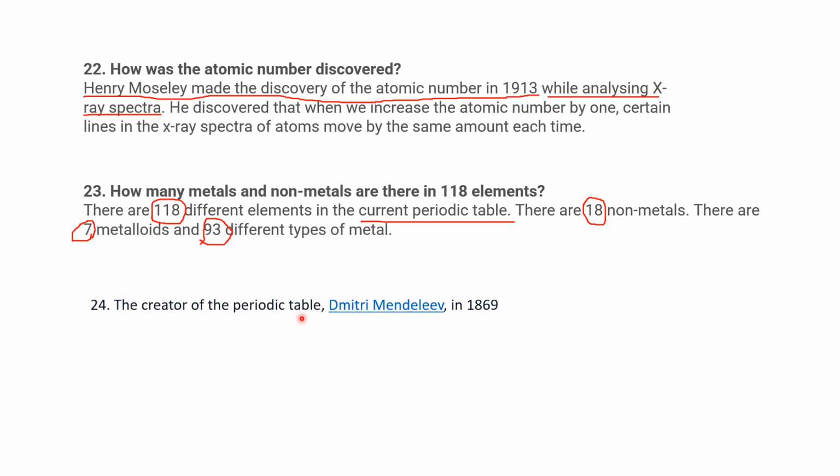The creator of the periodic table is Dmitri Mendeleev, in 1869. The periodic table was created by Dmitri Mendeleev in 1869.